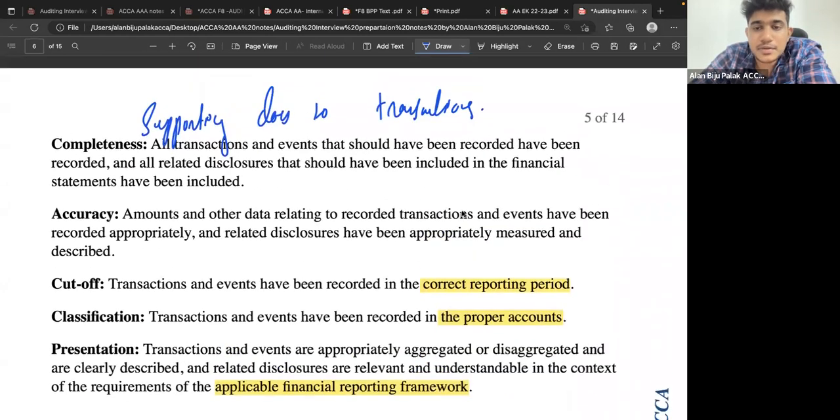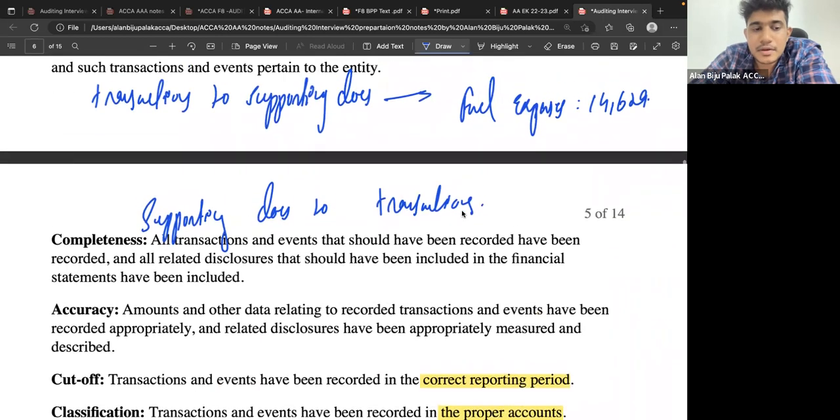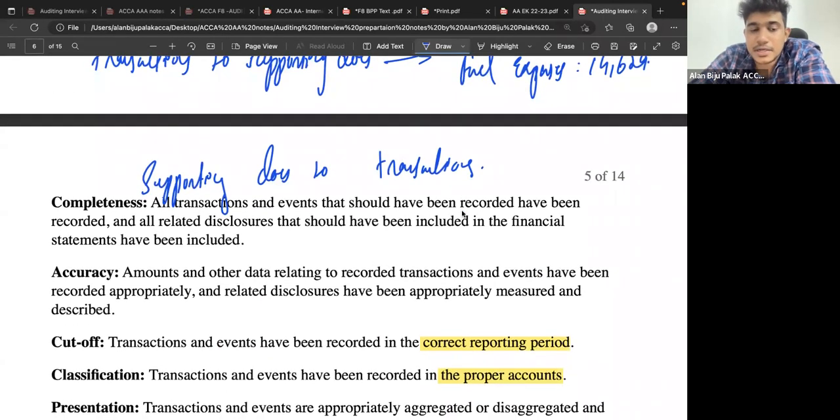Accuracy: to confirm accuracy, what can we do? We can check that the mathematical accuracy is correct. Recalculate a sample of invoices in order to confirm the mathematical accuracy of the fuel expense. Clear?